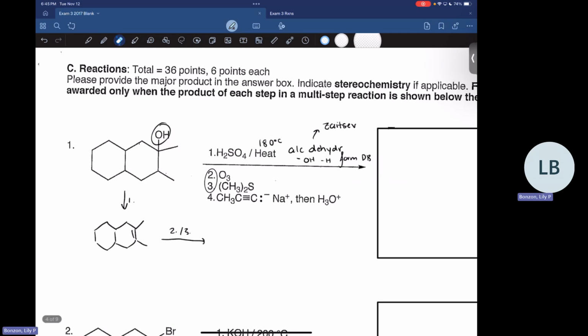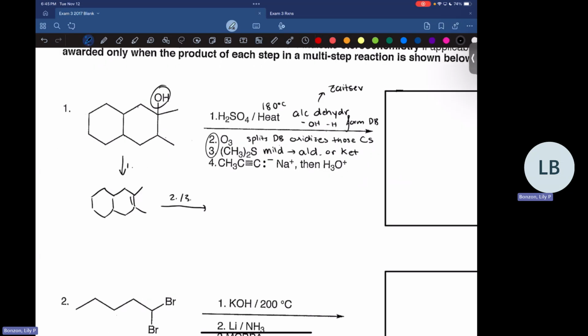So this one is called ozonolysis. O3 is the molecular structure for ozone. This one splits the double bond, and it oxidizes where the carbon-carbon double bond was. I'm just going to say it oxidizes those carbons. And this one is going to be mild, so it's only going to form aldehydes or ketones. That just depends on the substitution of that carbon, if there's any methyl groups or hydrogens or whatever.